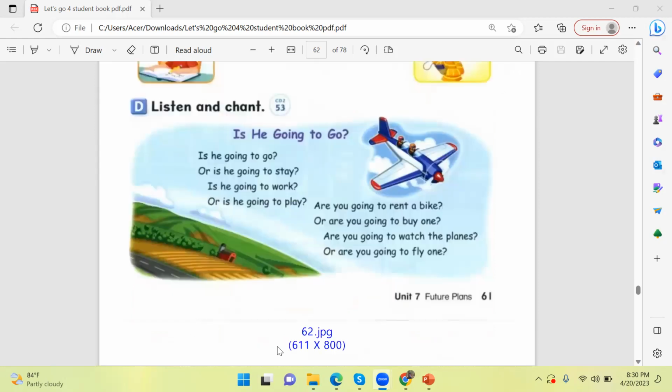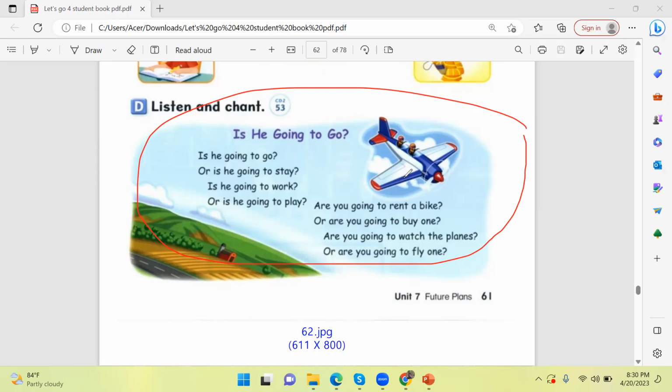So now let's proceed for this one. Can you please read? Is he going to go? Or is he going to start? Is he going to work? Or is he going to play? Are you going to ride a bike? Are you going to buy one? Are you going to wash the pants? Or are you going to fly one?